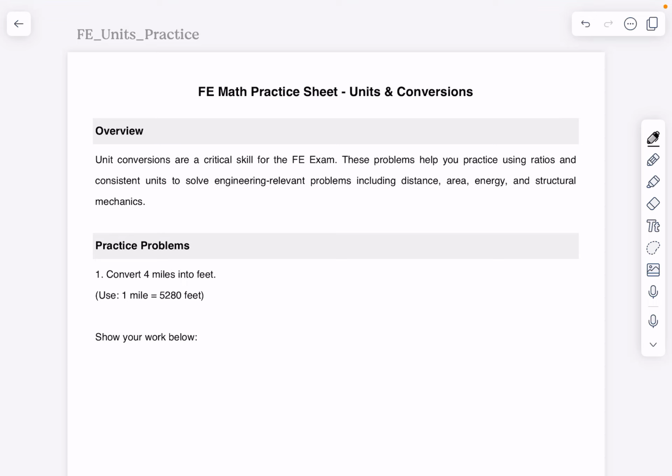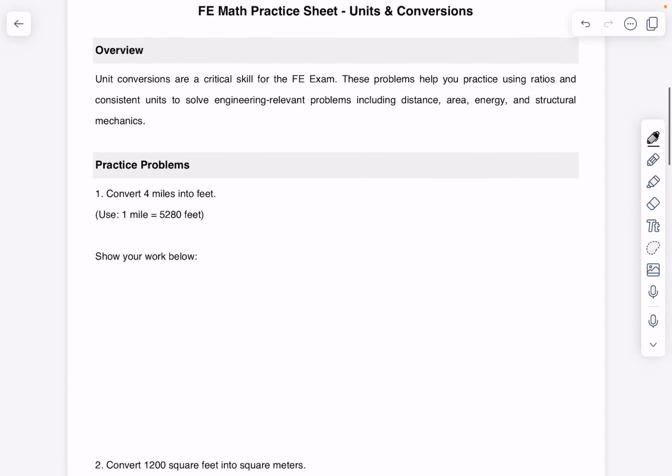Okay, so the first thing to practice is units and conversions. And this is very important for the FE exam. It comes up a lot, and you can get the answer to some problems just by thinking about units and trying to come out with the right unit in the end. So this is a very useful skill, even for problems that are not directly related to unit conversions.